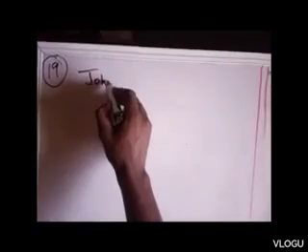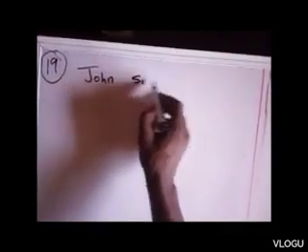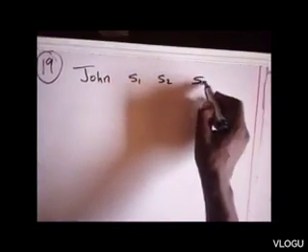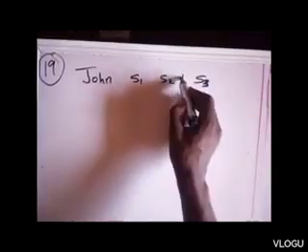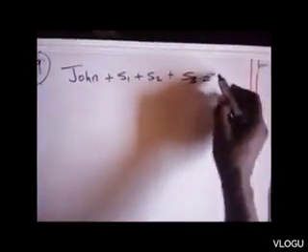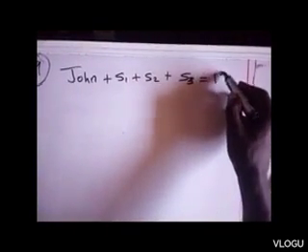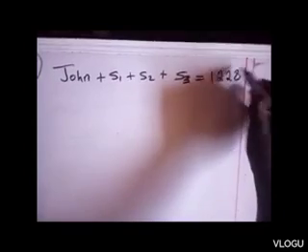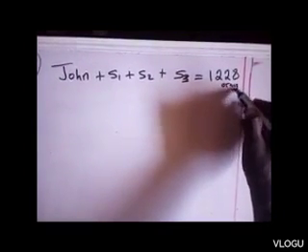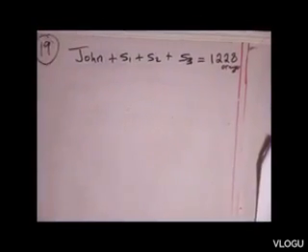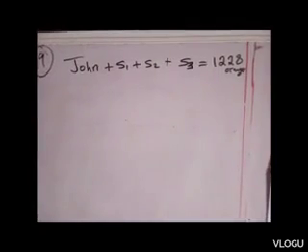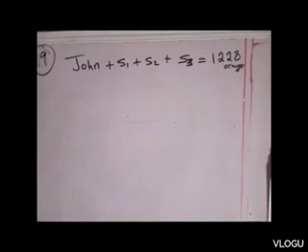Okay, question 19 reads thus. John and his three sisters shared 1228 oranges. So John is having three sisters. Let's say sister 1, sister 2, and sister 3. The three of them, they shared 1228 oranges. Now, John had 20 oranges more than each of his three sisters.